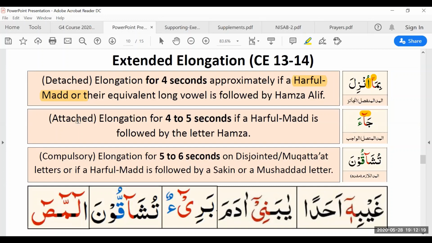Okay. So the next one is attached elongation, also known as al-maddul muttasil, and this is called attached because it applies to one word. So we have a harful mad followed by a hamza, but both the harful mad and the hamza are within the same word. And in this case, we elongate for 4 to 5 seconds.